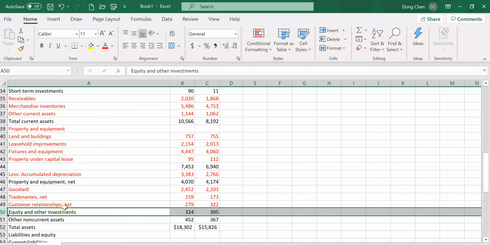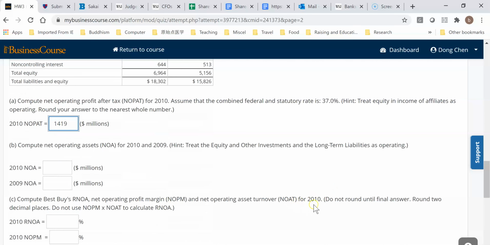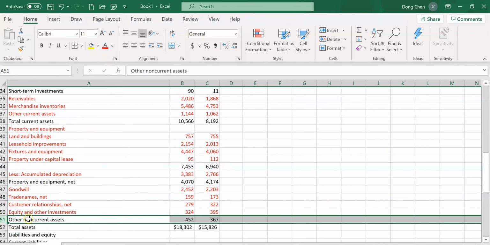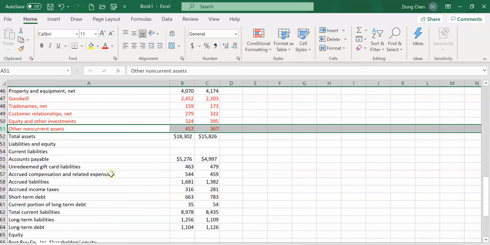And equity and other investments, generally this is not operating, but you can see from the hint here, part B, hint: treat the equity and other investments and the long-term liabilities as operating. So we should include this as operating in this case. And other non-current assets also is generally treated as operating. So we're done with the asset side, and now let's move to the liability side.